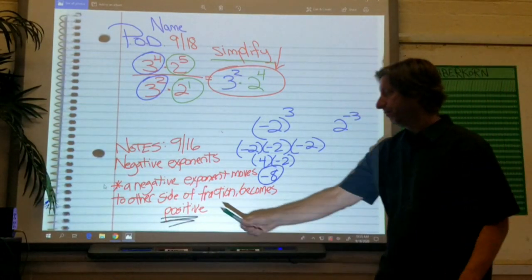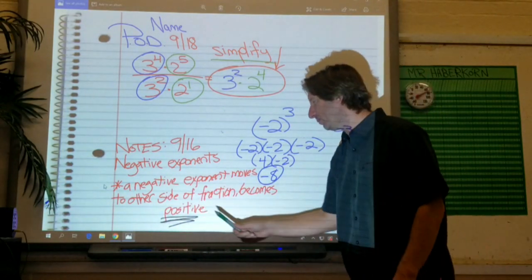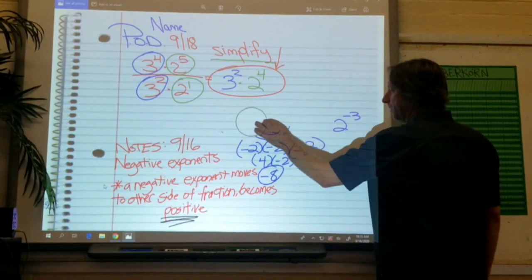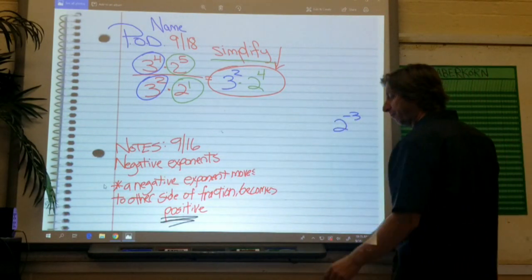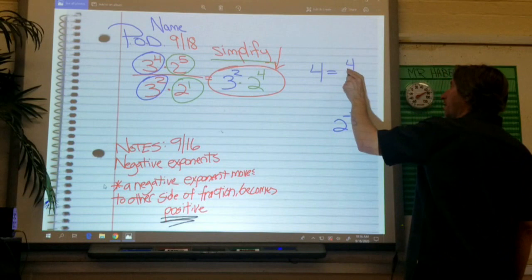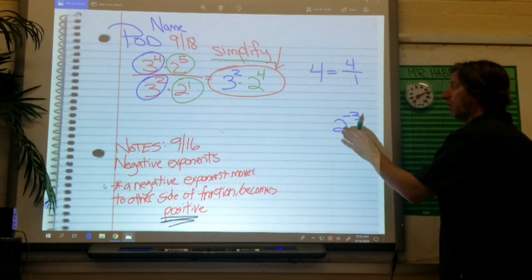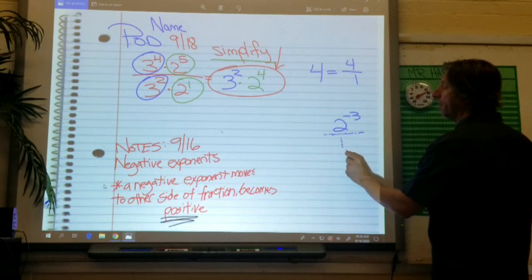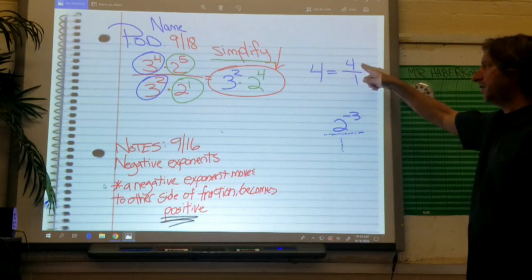So it says a negative exponent moves to the other side of a fraction and then becomes positive. So this is where things get tricky. Anytime you see these negative exponents, think of this as a fraction. We know that 4 means the same as 4 over 1, right? These mean the same thing. 4 divided by 1 is just 4. So I want you to think of this as there's an invisible fraction here with a 1 underneath it. So we can always think of a number like this if we need to.